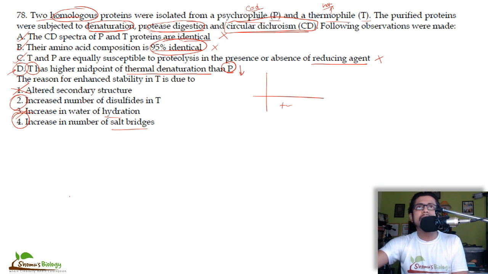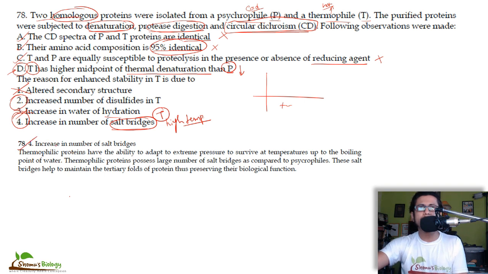2 interactions, disulfide bridges as well as the salt bridges, we know among these 2, salt bridge interactions provide more structural stability at high temperatures. So what you can say is that the salt bridge interaction is most important, like more number of salt bridge interactions are found in thermophilic protein, compared to that of the psychrophilic protein. So that should be our answer, option number 4.